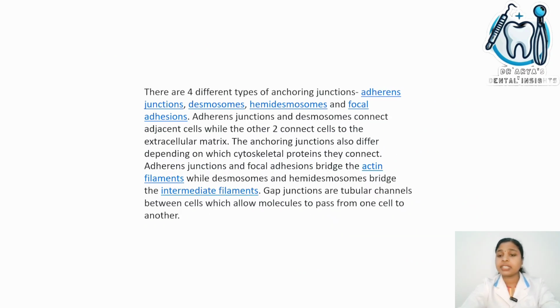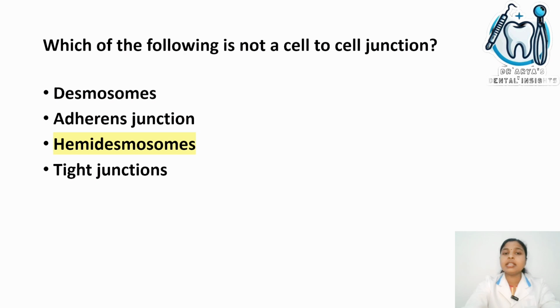So there are various types of anchoring junctions: adherens junction, desmosomes, hemidesmosomes, and focal adhesions. Adherens junctions and desmosomes connect adjacent cells while the other two connect cells to the extracellular matrix. So the answer, not a cell-to-cell junction, is hemidesmosome.